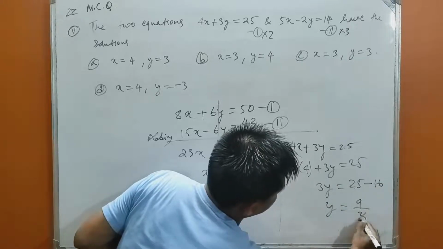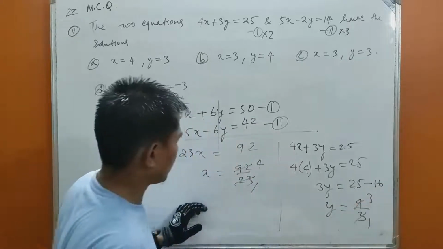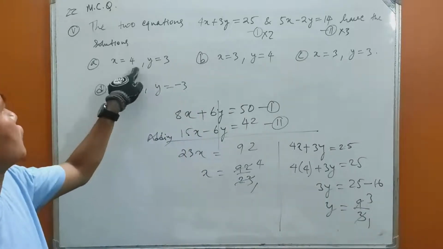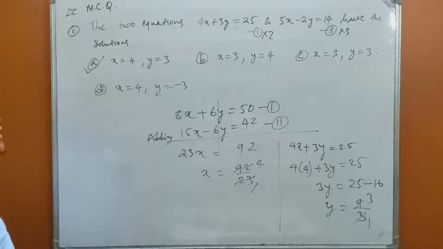Upon this 3 comes in the denominator. 3 3s are 9. So x equals 4, y equals 3. Let's check out. So this is the option, x equals 4, y equals 3. Option A is the correct answer.